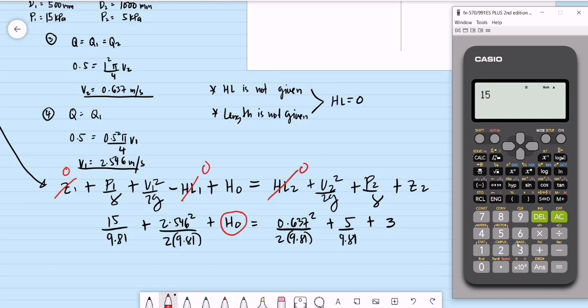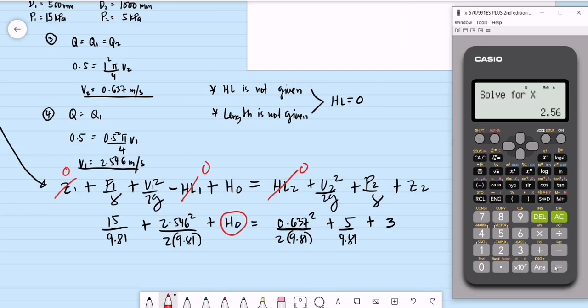So that is 15 divided by gamma water, 9.81, plus 2.546 squared, divided by twice of 9.81, then plus the head output, let's say H sub O, equal to the velocity at 2, 0.637 squared, divided by twice of 9.81, then plus the pressure head at point 2, 5 over 9.81, and lastly plus the elevation of point 2, that is 3 meters.